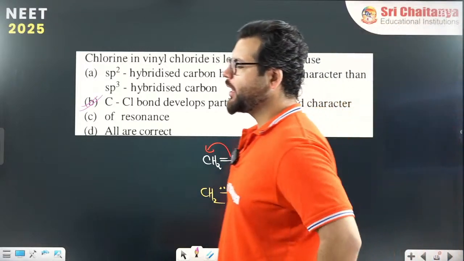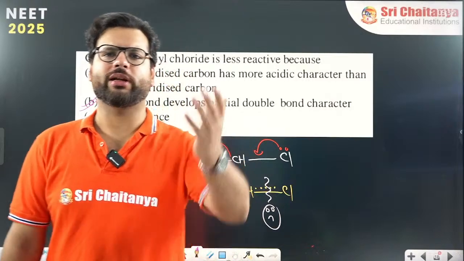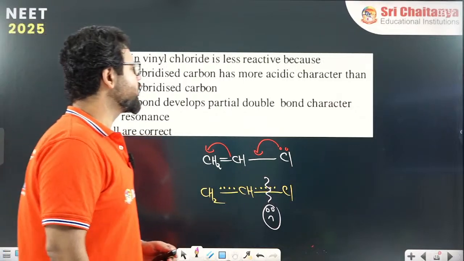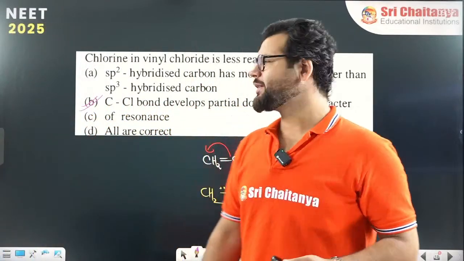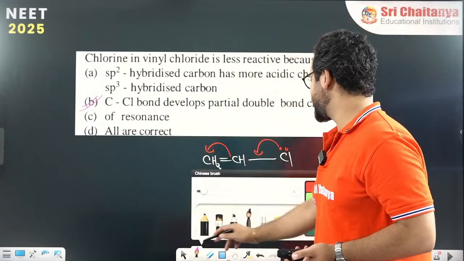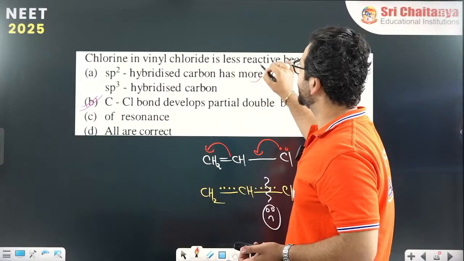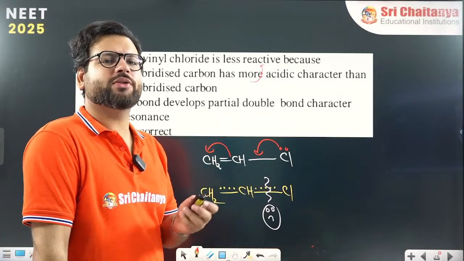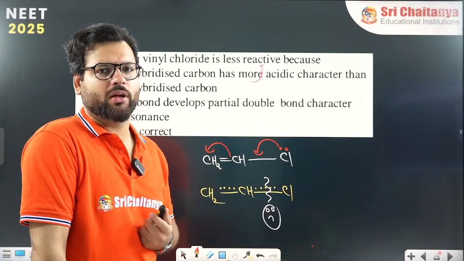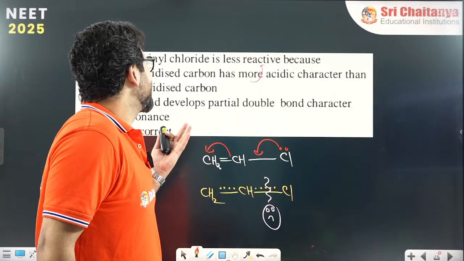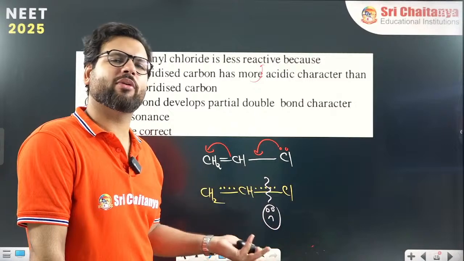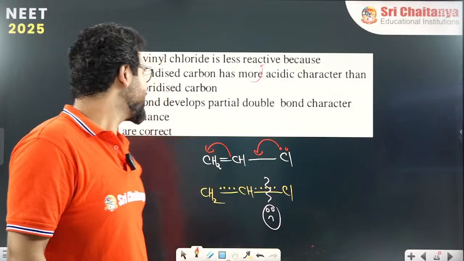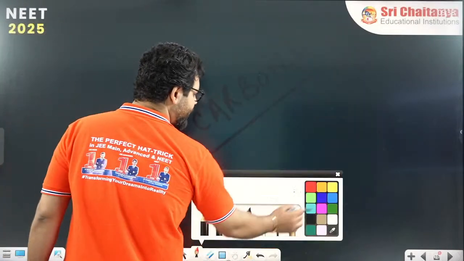Same problem comes in aryl halides as well. Chlorobenzene is also less reactive because of the same reason. All are not correct. sp2 carbon's hydrogen is more acidic. It's a correct thing, but it does not explain our question. The statement is correct, but it is not related to our question. If the question is why chlorine in vinyl chloride is less reactive, and I say tertiary carbocation is better than primary carbocation, it doesn't mean anything. So it should be related to our question. Next, we'll start with the hydrocarbons.